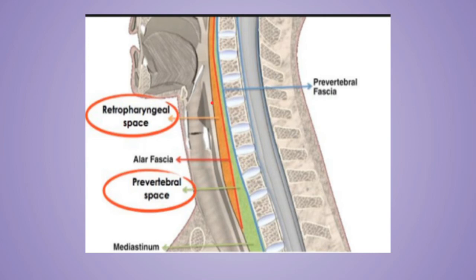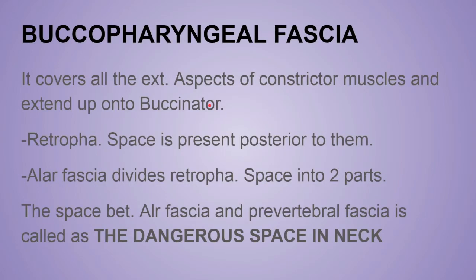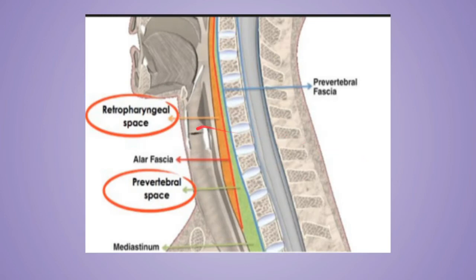Now remember, the buccopharyngeal fascia covers all the external aspect of the constrictor muscles of the pharynx and also extends up to the superior part of the buccinator muscle. And the retropharyngeal space is present posterior to the buccopharyngeal fascia, because this space separates the buccopharyngeal fascia from the alar fascia, or the anterior division of the prevertebral fascia. In my prevertebral video I told you that this divides into two parts, so just refer to that video to understand this well.